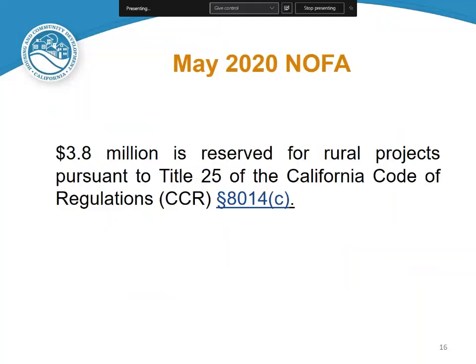20% of the $19 million is reserved for rural projects. If the department does not receive enough feasible rural project applications based on the criteria during this funding round, HCD may allocate these funds to non-rural projects.